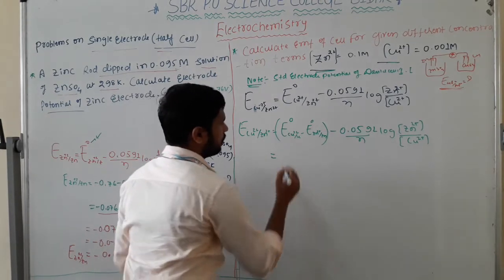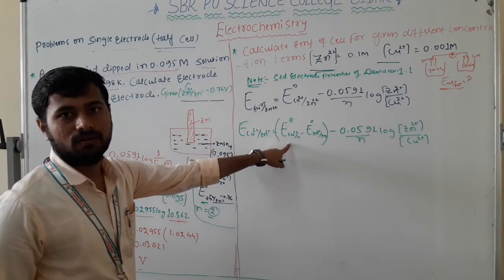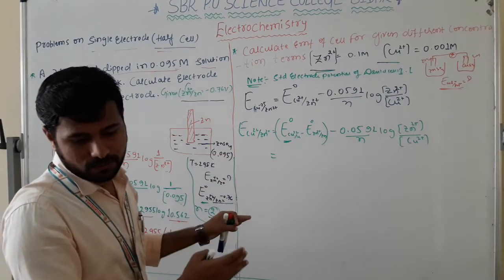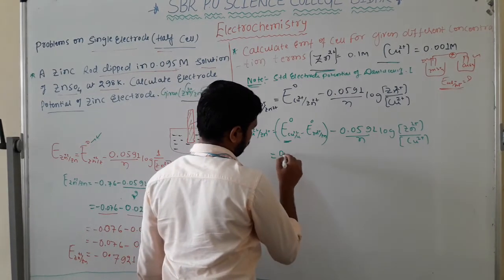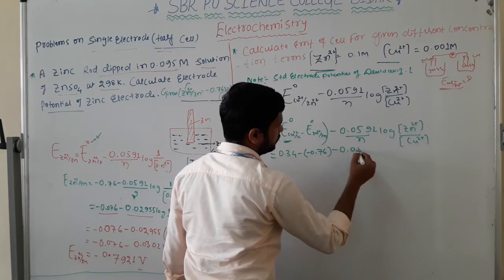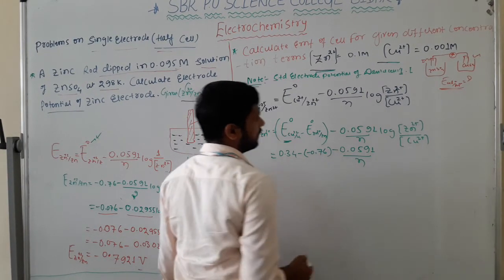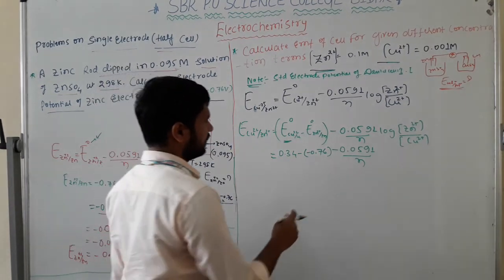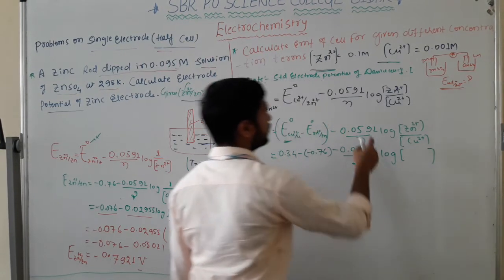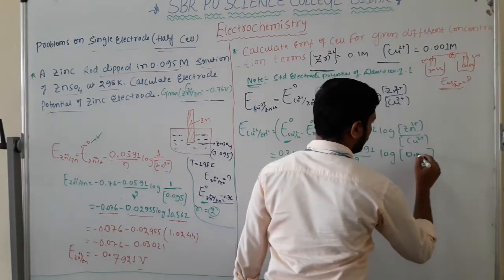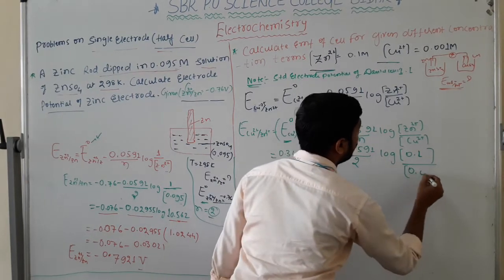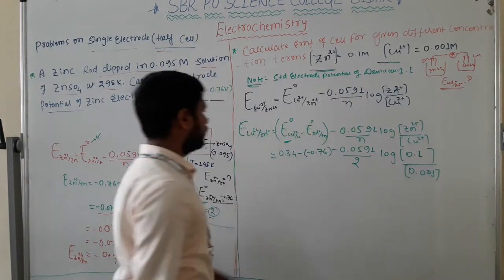Already we know the standard electrode potential of copper, 0.34, as we studied in the electrochemical series. Minus zinc, which is 0.76. Minus again, substitute 0.0591 divided by n; two electrons are involved here, so n is 2. In the log, the concentration of Zn is given as 0.1 molar, and for copper it is 0.001.